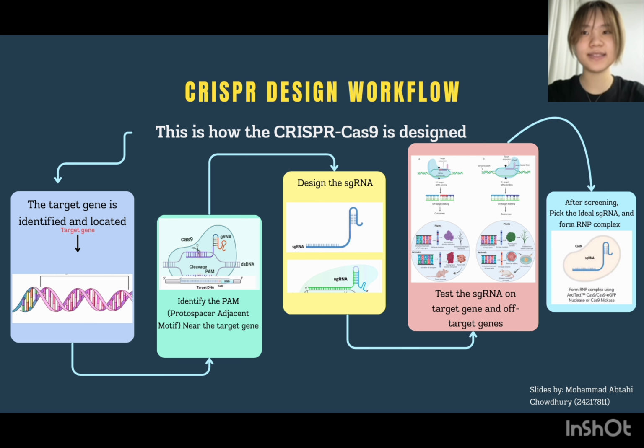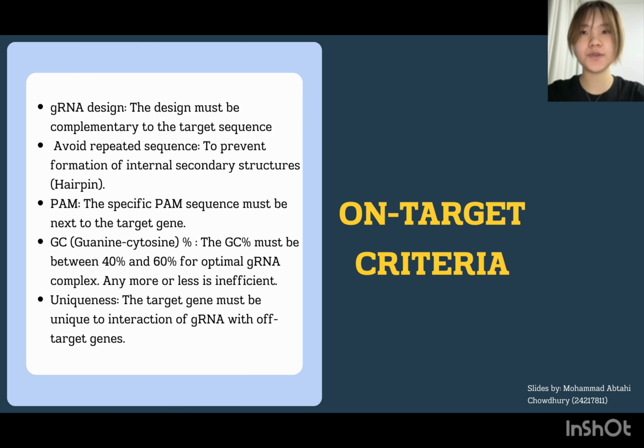Okay, on the next slide, I will briefly introduce the on-target criteria for sgRNA design. First, the sgRNA sequence must be complementary to the target sequence to ensure correct binding. Second, repeated sequences should be avoided. This is because repeated sequences can form secondary structures, such as hairpins, which reduce efficiency. Third, the PAM sequence must be located next to the target gene.